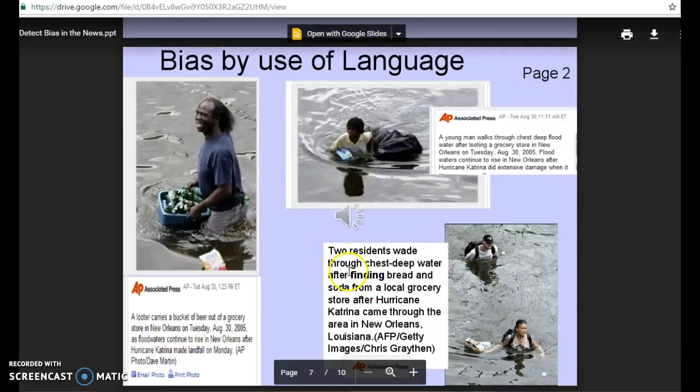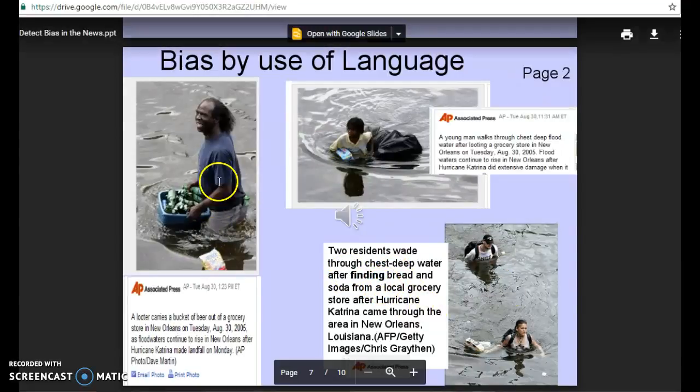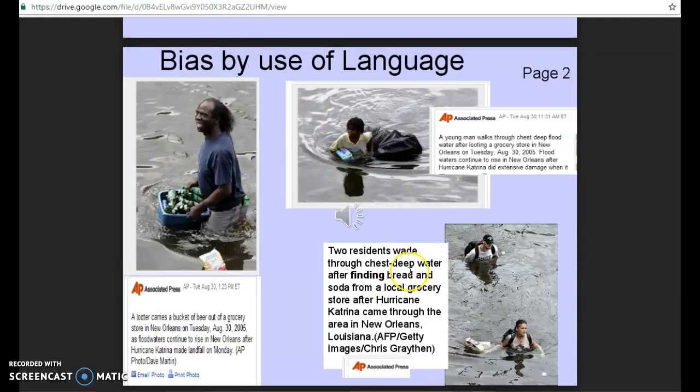So this is a perfect example of bias by language. They're all doing the exact same thing, yet these people are represented in a more positive light with the word finding, rather than these people, who are represented in a negative light with the word looting.